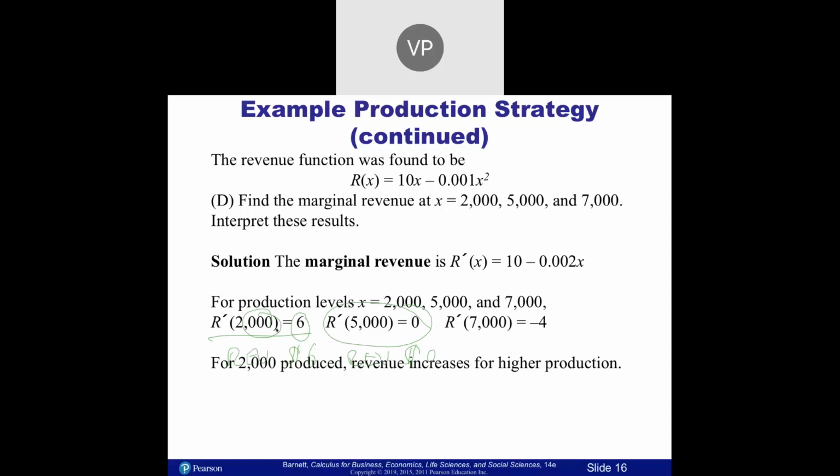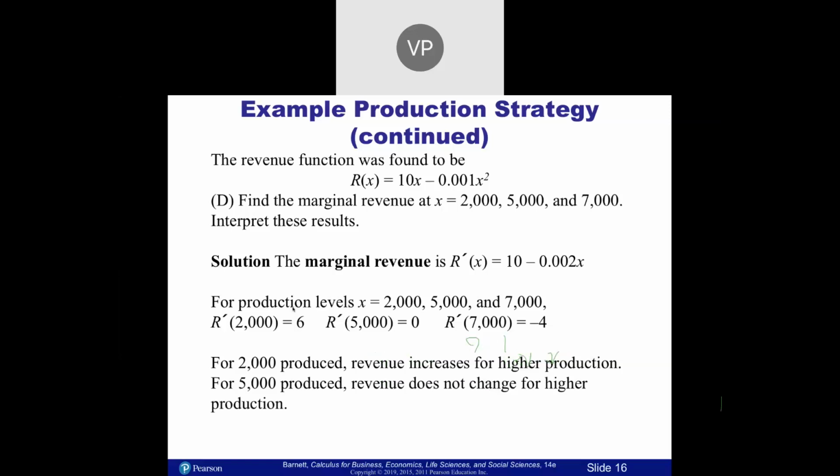And over here, it's the same kind of thing on that last one. If I make number 7,001, my total revenue is going to drop by $4. So again, we don't want to make too much because now we're starting to get overextended here. So that's the summary of what I want you to see. And they'll say the same thing here for all three of these. For 2,000, your revenue is increasing for a higher production. At 5,000, it's not changing, and it's actually going to get less revenue when you make more.